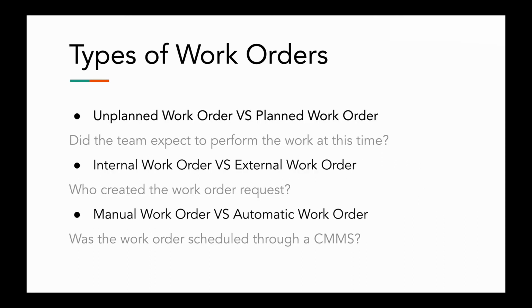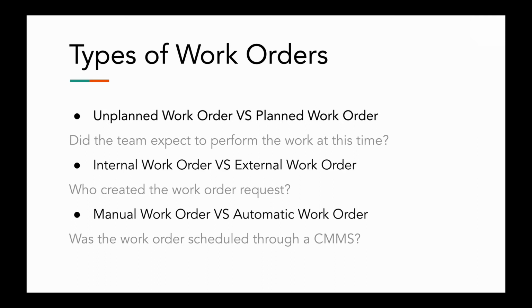Now, here are the different types of work orders. Work orders can be classified based on three aspects. We have the nature of the problem to be addressed. So an unplanned work order, such as an AC failure, for example, or a planned work order, preventive maintenance work that is scheduled months in advance. And then we have where the work request is coming from. So is it an internal work order, where the work request comes from someone inside the organization? Or is it an external work order, where the work request comes from someone outside your organization?